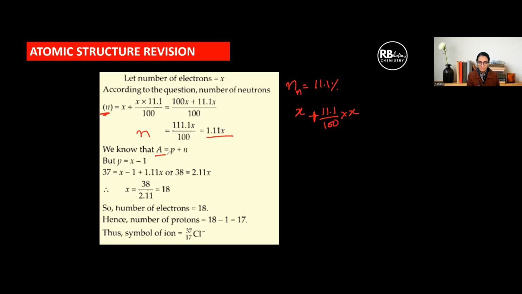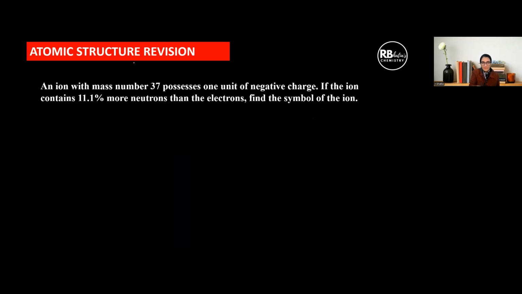We also know that mass number is equal to proton plus neutron, and protons have to be equal to x minus 1. Why? X is the number of electrons. And since the species has a negative charge, this means protons should be 1 less than the number of electrons. This we did on the last screen. It says this has 1 unit of negative charge, which means if number of electrons is x, obviously number of protons should be x minus 1. Only then we will get a negative charge, if number of protons are less than the electrons.